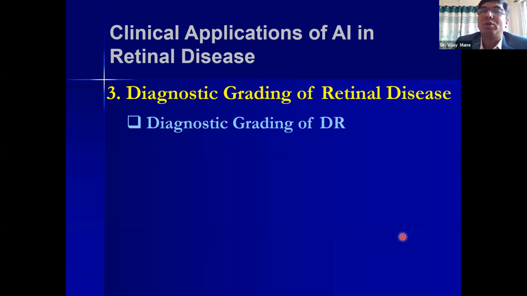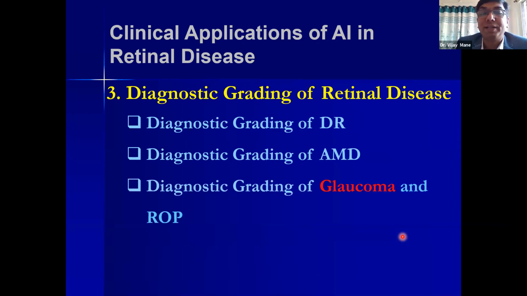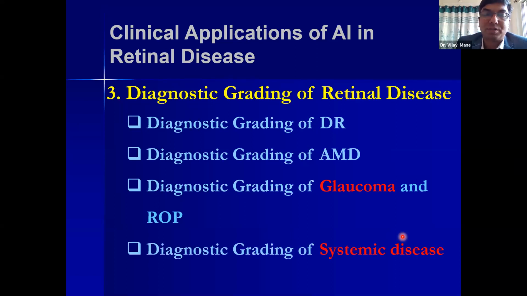Grading is nothing but grading the disease, whether it is non-DR or DR, and if it is DR, then what is the stage. In the medical field, there are stages of DR; in certain areas they are called 0, 1, 2, 3, or in certain areas doctors refer to them as mild, moderate, or severe DR. Like that, you can use AI in grading of DR, grading of AMD, grading of glaucoma, or retinopathy of prematurity, or systemic diseases.